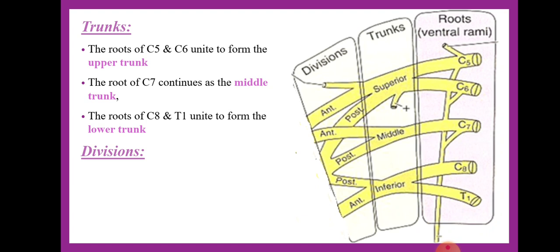Next step is division. How many divisions in the brachial plexus? 6 divisions. That means the superior, middle, and inferior trunks each divide into an anterior division and a posterior division. So we have 6 divisions formed by the division of the trunks.